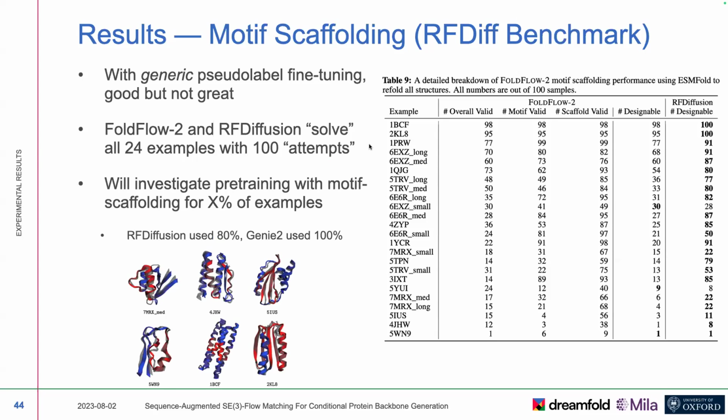One of the things, as we mentioned earlier, is that RFdiffusion, as well as Genie-2, pre-train with some percentage of motif scaffolding as a task. For RFdiffusion, it was 80%. Genie-2 is actually 100%, and they were still able to do unconditional generation extremely well. So clearly, this is something that we'd want to look more into in the future.